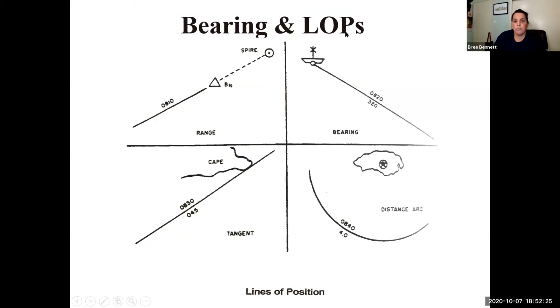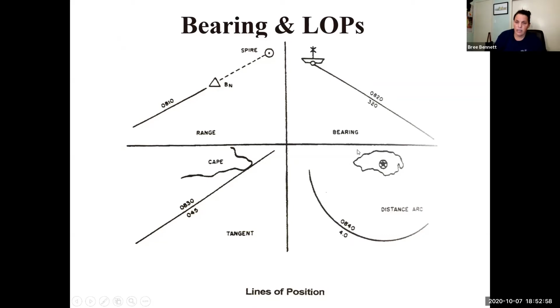So your typical bearing is from a buoy or a light or some sort of object, infinite possibilities along this line. So if you were on a boat here, somewhere on this line, you would be seeing that buoy at a bearing of 320. So that's in between your 270 and your 360. So that buoy is going to be northwest of you. You are somewhere along this line.